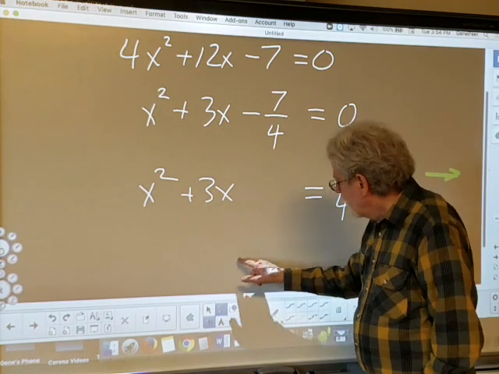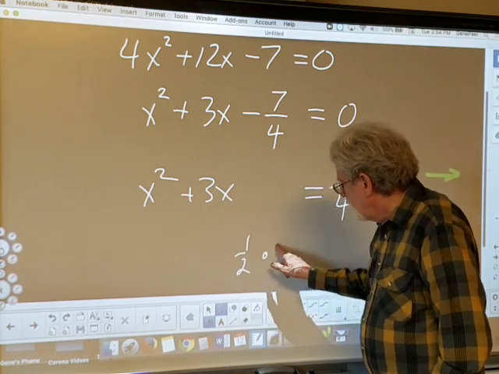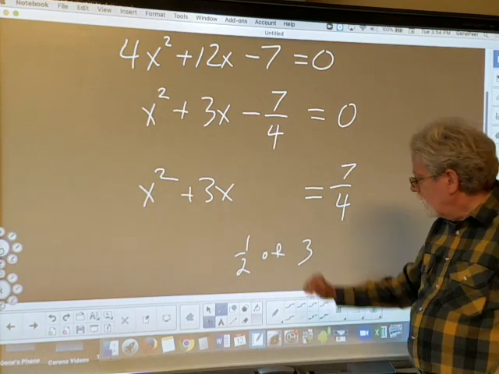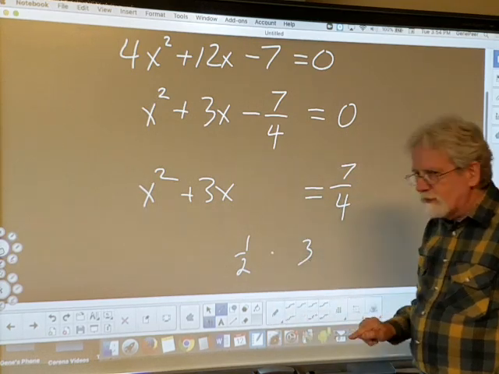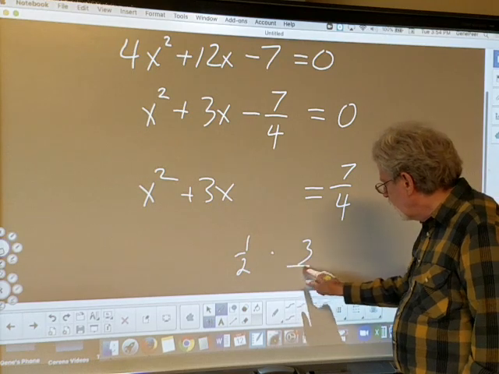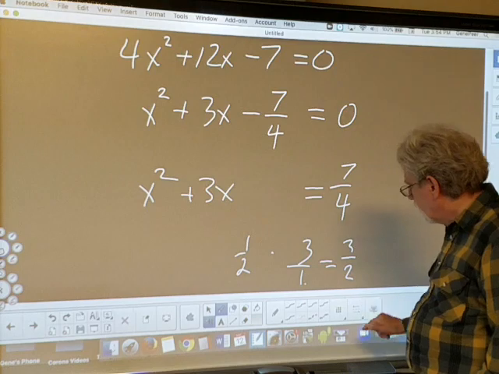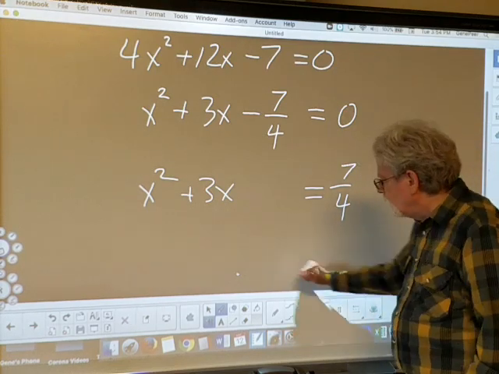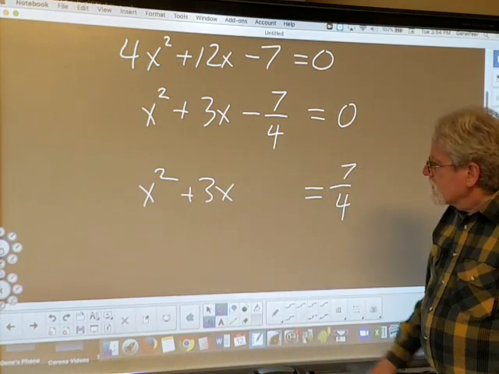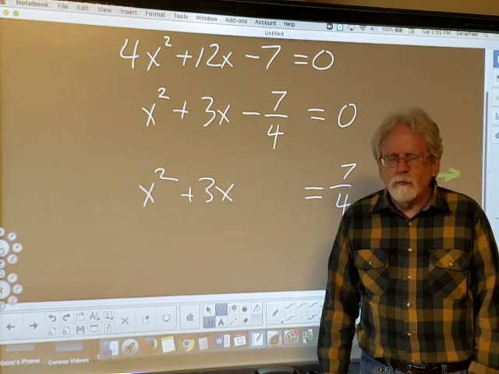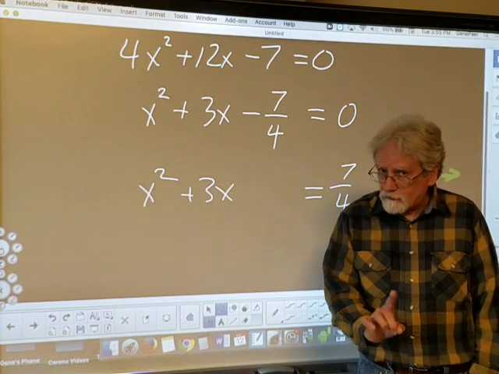Because after all, half of 3 means what? It means half times 3, or 1/2 times 3 over 1, which is 3 over 2. 3/2. Just put a 2 under it. So we take half of 3, which is 3/2, and square the answer, that's 9/4.